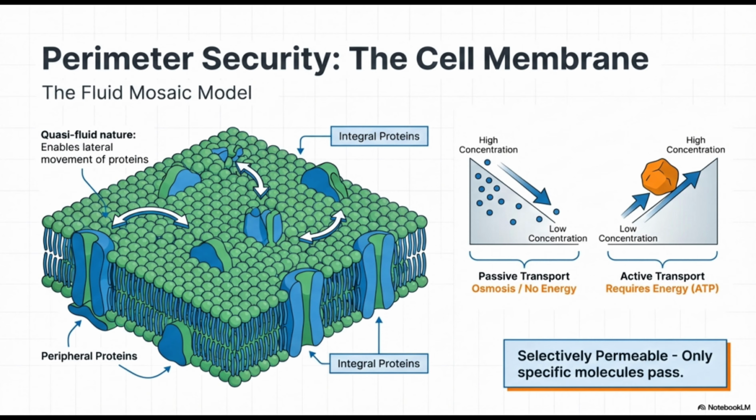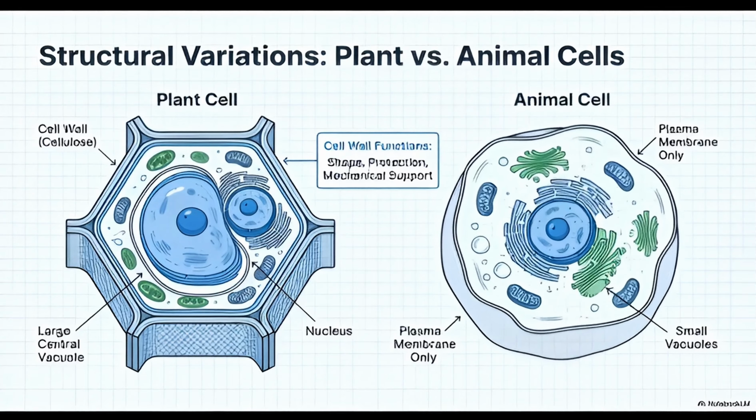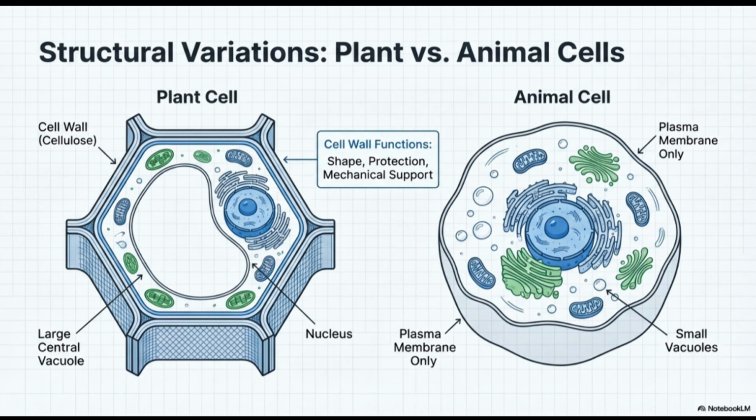Now let's compare plant cells and animal cells. Plant cells have a cell wall made of cellulose, which gives them shape and strength. They also have a large central vacuole. Animal cells do not have a cell wall, and their vacuoles are smaller. But both plant and animal cells have a nucleus and a cell membrane.